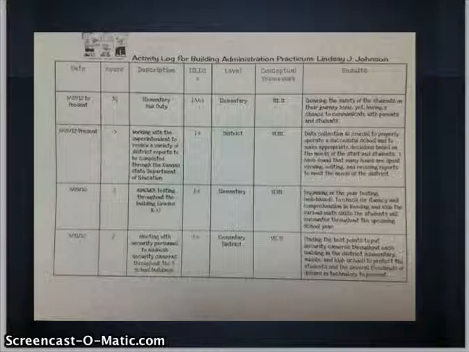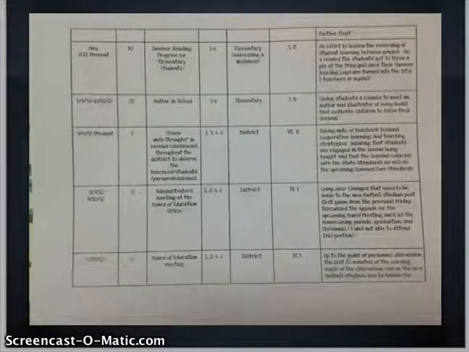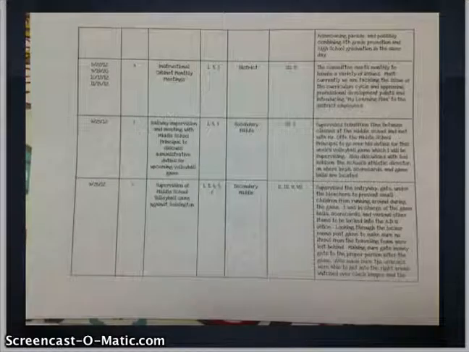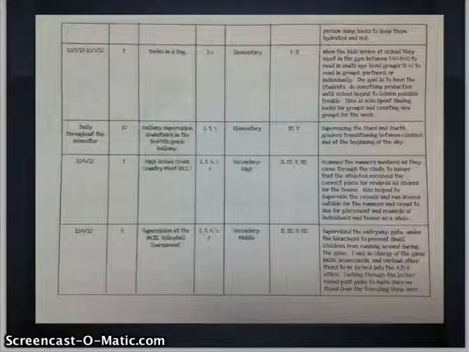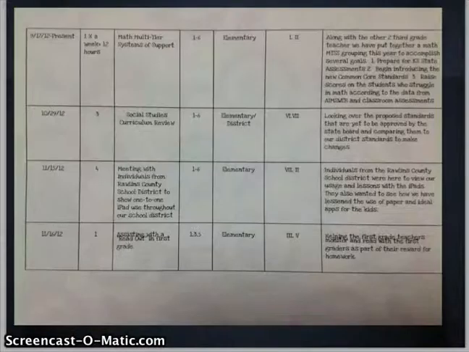Some of them, though, you'll see that I still do. It started at the beginning of the year and I am currently still doing it. So those hours have just been accumulated as we went. Here's page 2, page 3, page 4, page 5, and page 6. And as I went through this, I accumulated 155 hours of practicum experience.